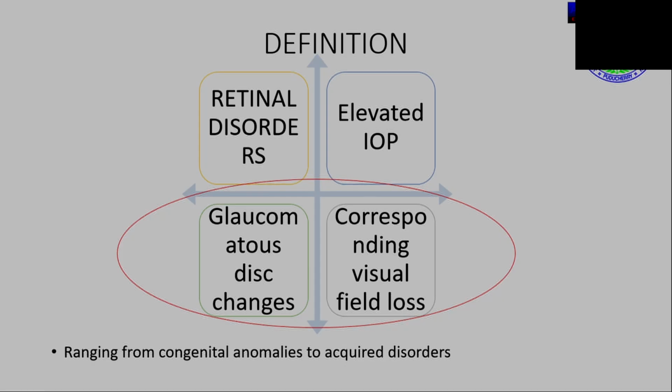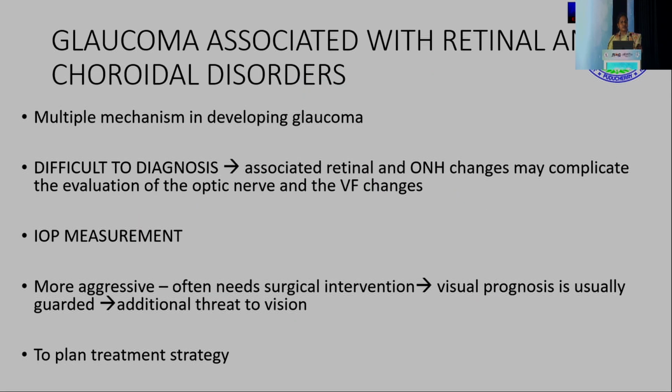Sometimes even in the absence of glaucomatous disc changes and visual field loss, we can define them as glaucoma only with increased intraocular pressure, because eventually they will lead to disc changes and field loss if we didn't intervene at the proper time. So the characteristics of these glaucomas are there are multiple mechanisms involved in developing the glaucoma. So it is very important to understand the mechanism, how the glaucoma is developing, because this will help in planning the treatment strategy.